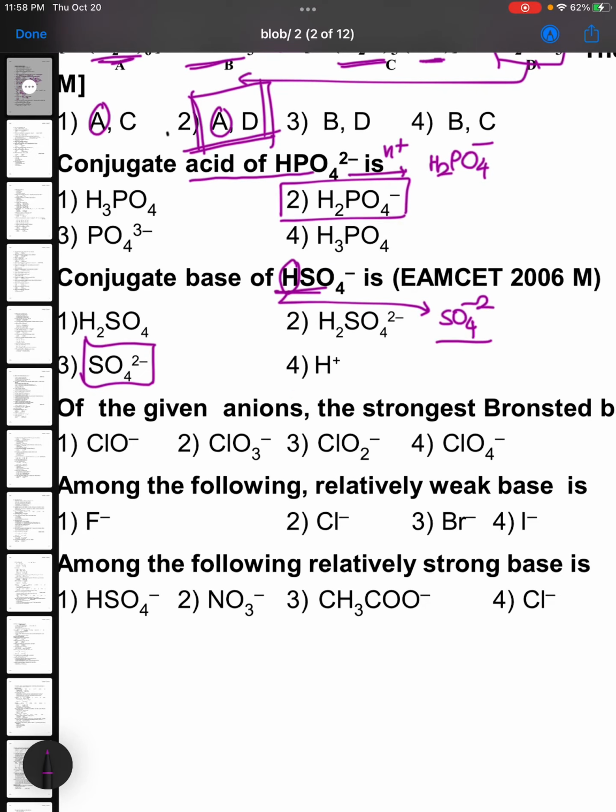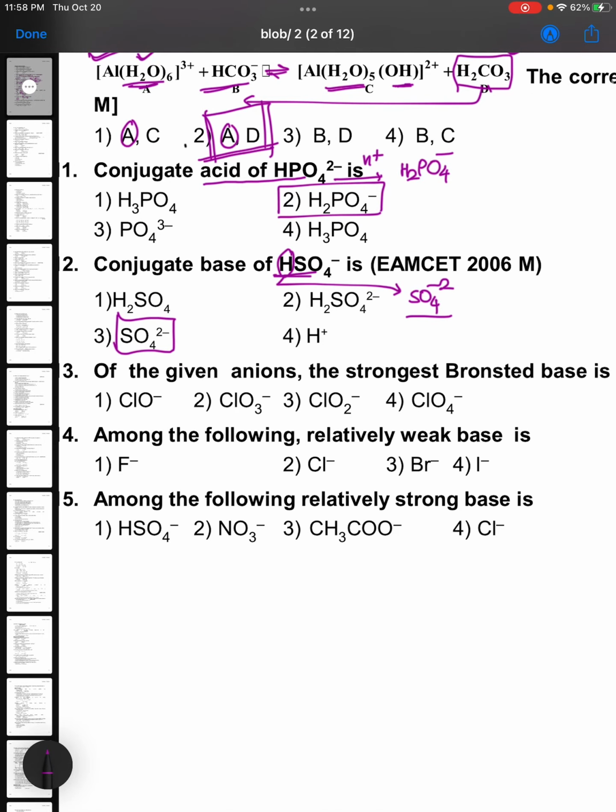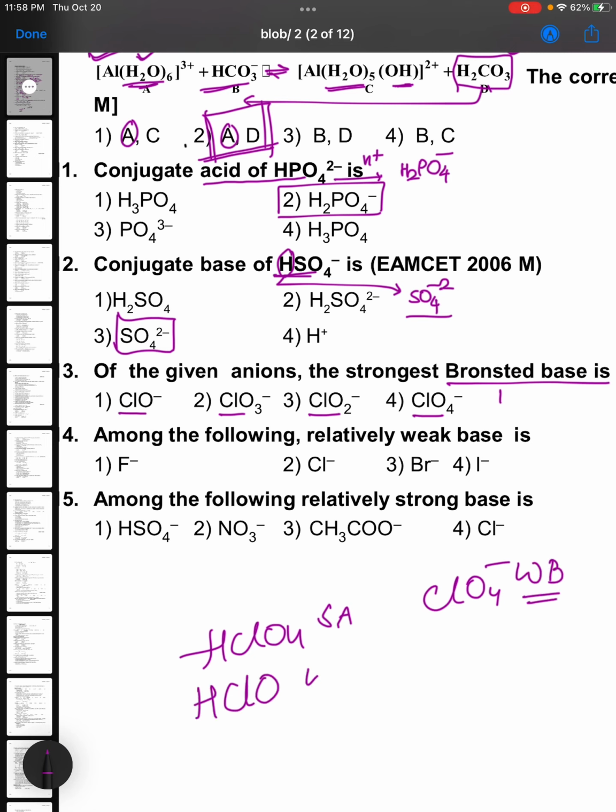Of the given anions, the strongest Bronsted base is, here you see ClO-, ClO3-, ClO2-, ClO4-. As we know, HClO4 is the strongest acid. So ClO4- is a weak base. In this row, HClO is the weak acid. So ClO- is the strong base. So you're asking strongest Bronsted base, that is ClO-.